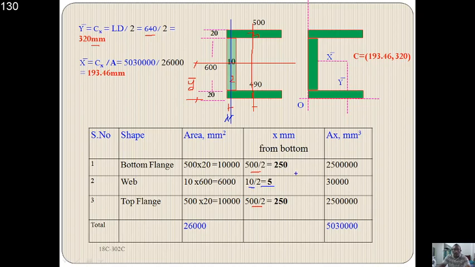Given those values, x1 is not equal to x2, and your x bar also comes out as 193.46. By taking the summation of Ax divided by the summation of area, you will get the x bar as 193.46 mm, which is not equal to x1, x2 and x3. Hence, we need to use the parallel axis theorem to find the moment of inertia about the y axis.